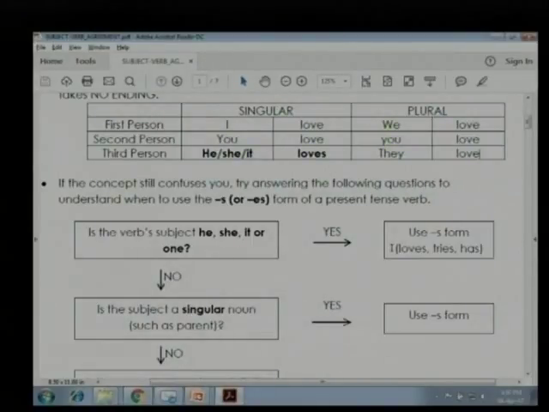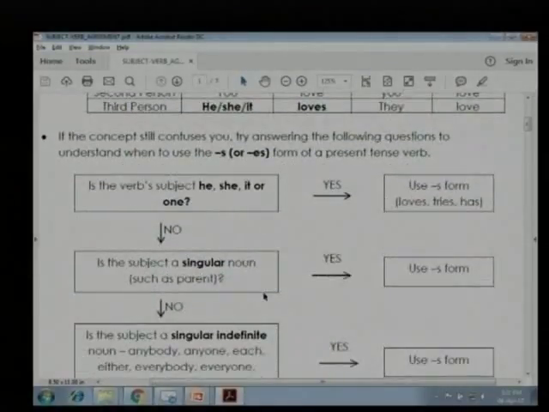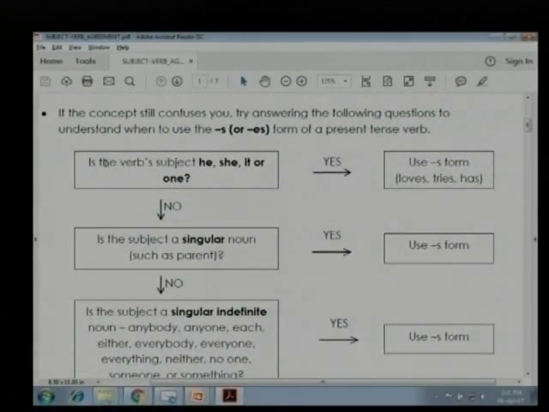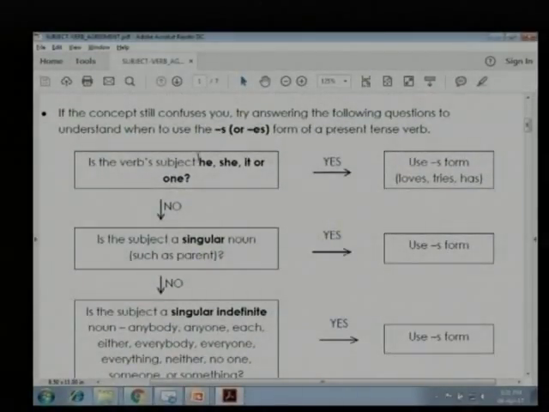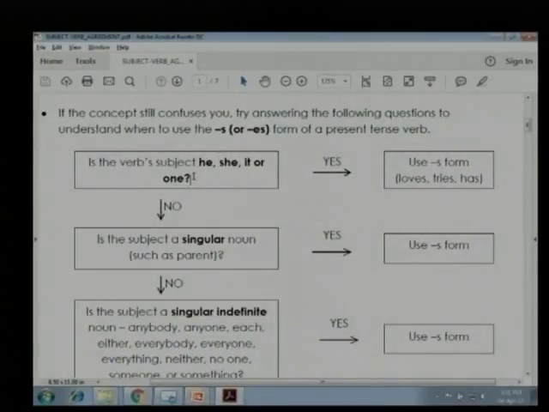Now it says, if the concept still confuses you, try answering the following question to understand when to use the s or es form of a present tense verb. Let's take a look at it. Is the verb's subject he, she, it or one, for example, just singular form? If yes, then it uses the s form. For example, he loves, she loves, it tries, it has, all those words.